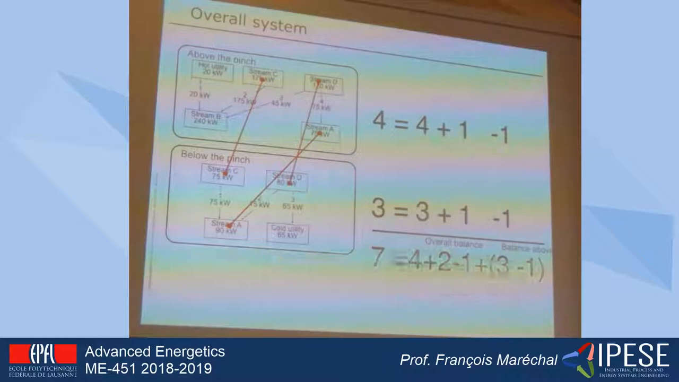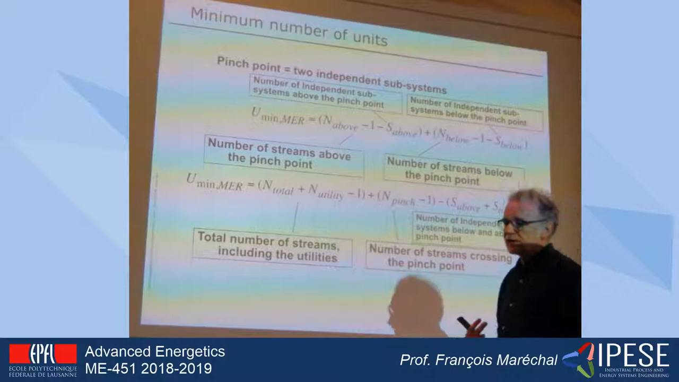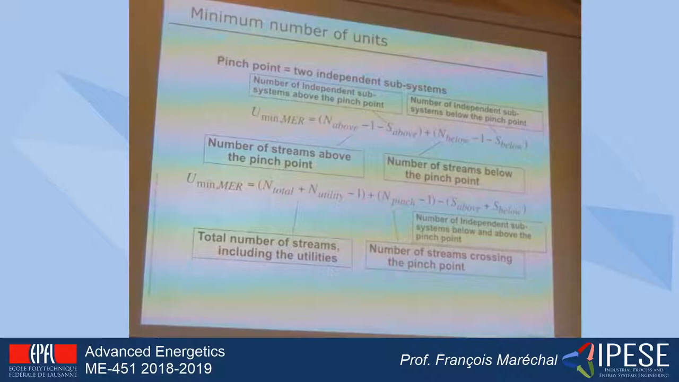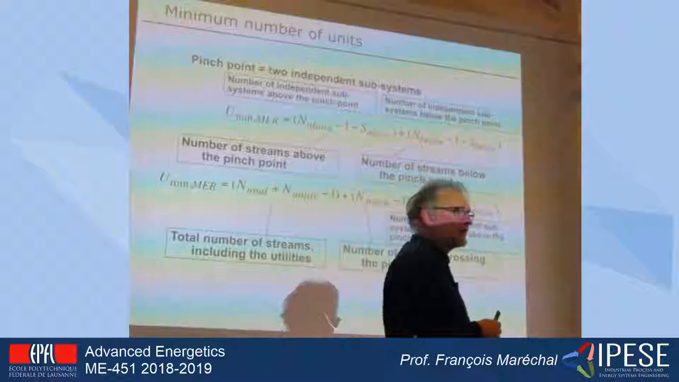It means that I can have at the end a new formula that allows me to calculate the minimum number of heat exchangers that are needed to satisfy the minimum energy requirement and therefore not cross energy across the pinch, which can be calculated as the number of heat exchangers above plus the number of heat exchangers below, which can also be translated into the total number of streams, including the utility, minus 1, plus the number of streams that cross the pinch, minus 1.